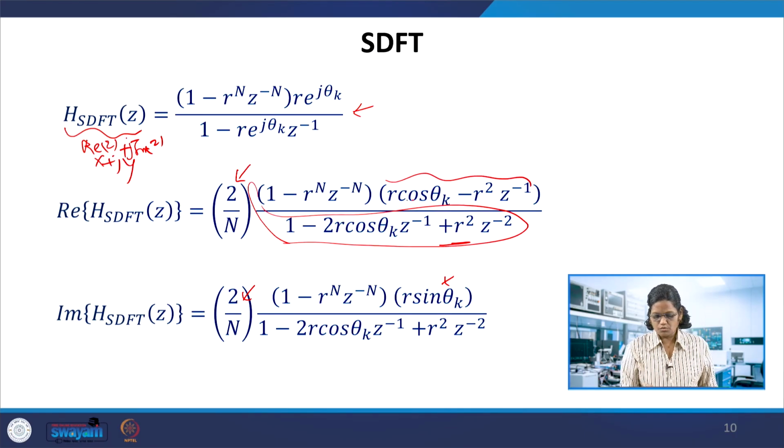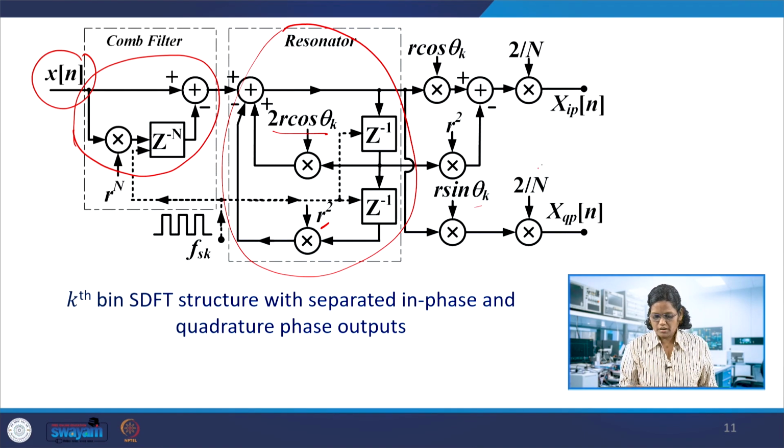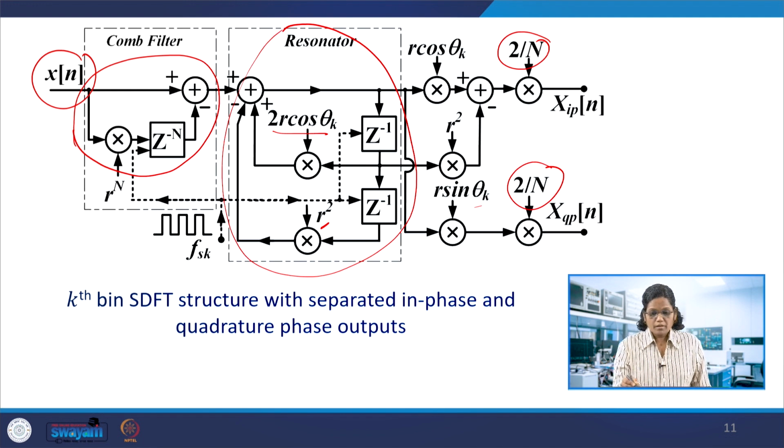That is r cos theta k minus r squared z minus 1 to get the real part, the real or in-phase component, and this is the imaginary or quadrature-phase component. So here this is multiplied by r sin theta k. This factor is valid for k, for all harmonics for the real sequence. It will be 1 by n for the case of DC, k equal to 0. So this theta is 2 pi k by n, that is theta k.